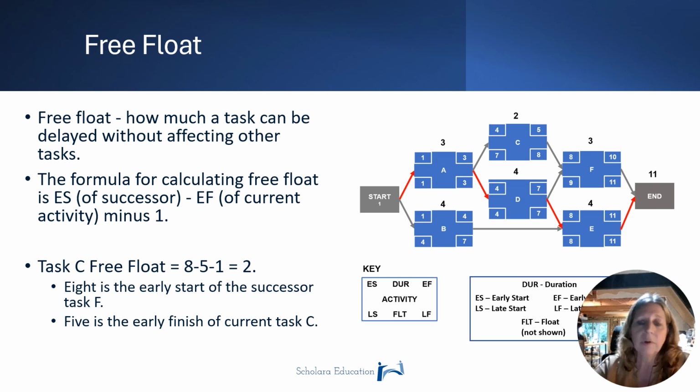To determine the free float for activity B, we take 8, the early start date for activity E, and subtract 4, the early finish date for activity B, and then subtract 1. Our free float is 3, which happens to also be our total float for activity B.